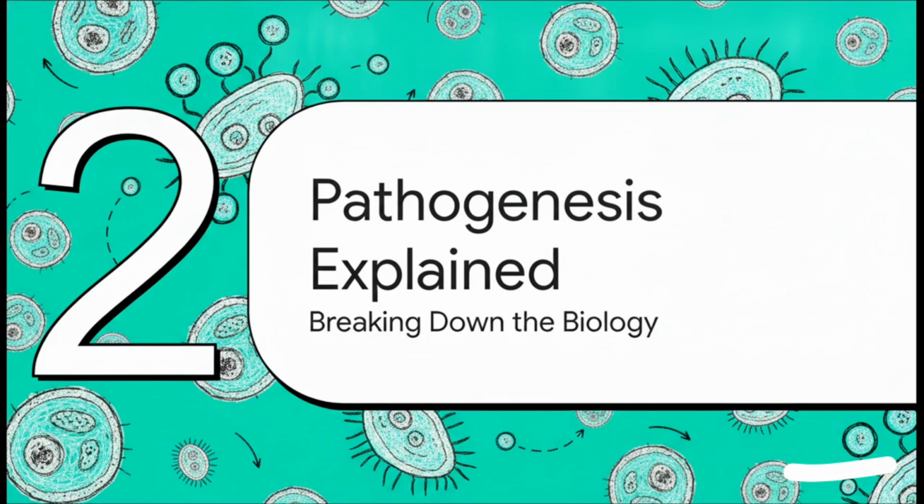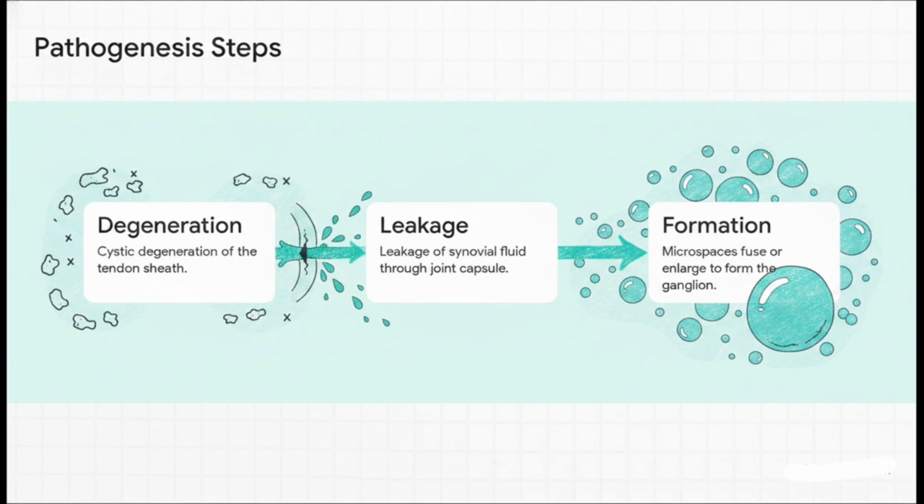Let's move to Section 2, the pathogenesis explained. Time to break down the biology. The biological origin story follows a highly specific timeline. Step 1. It begins with cystic degeneration of the tendon sheath. This is essentially a localized breakdown or weakening of the tissue.